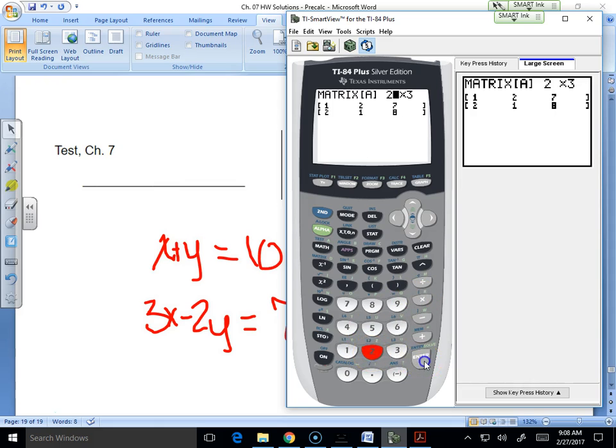A 2 by 3, what does that mean? 2 rows, 3 columns. Why is that good for what I have? How do we get this system into this matrix? What do we do?